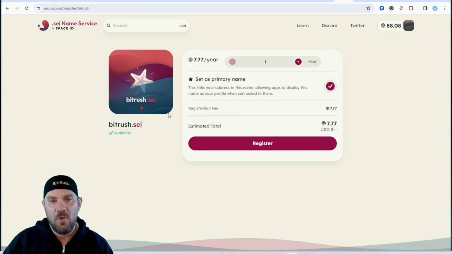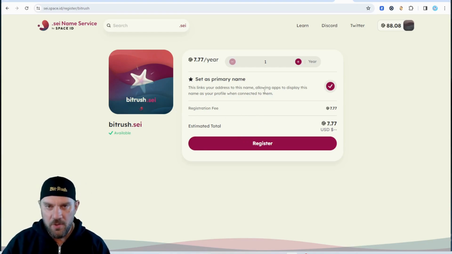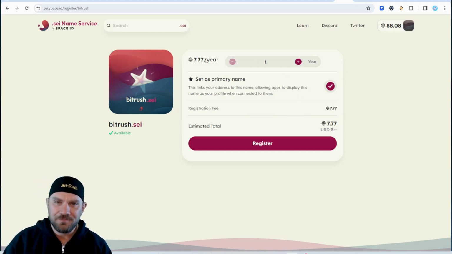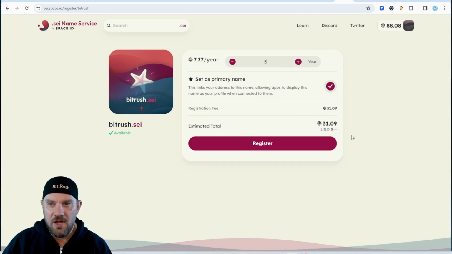However, the only thing I don't like about this is that it's not actually decentralized in that you buy it and you own it forever. It is only a registration fee, and you only own it for 1 year. So for 7.7 SEI, and then we can choose how many years we want. So I'm gonna go ahead and claim this thing for 5 years, and it's gonna be 38 SEI.